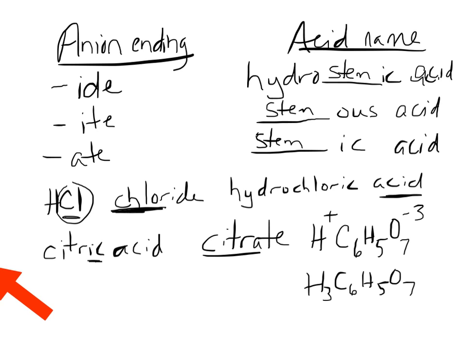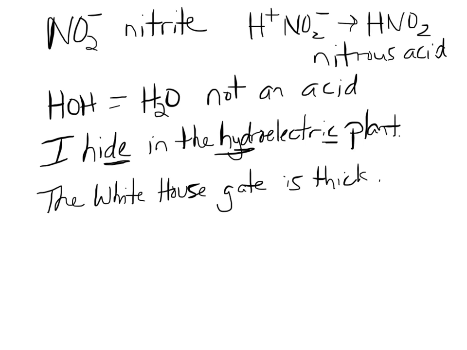If you haven't written down the anion ending and the acid name yet, please pause the video and do so now, because you're not going to see that on the next screen when I go through the next couple examples. The other rule that you have is with the ITE ending. So if we pull an ion like nitrite, which is NO2 negative, and put that with hydrogen, we get nitrous acid. So again, you take the ITE off and add OUS.